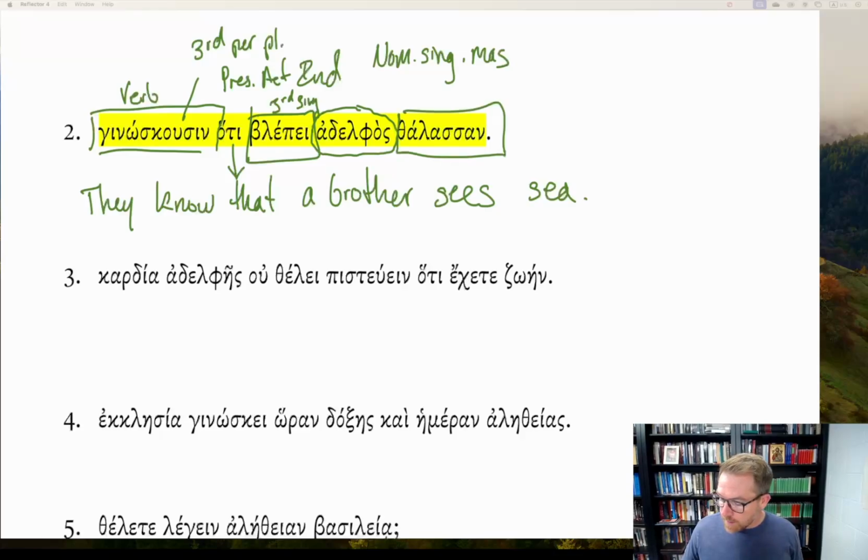Now, how do I know what function these nouns are serving in the sentence? Well, my nominative is going to be my subject of the verb, and my accusative, feminine, singular, is the direct object of the verb. So we have to make sure we're paying close attention to what is the case of each noun as it relates to the verb.